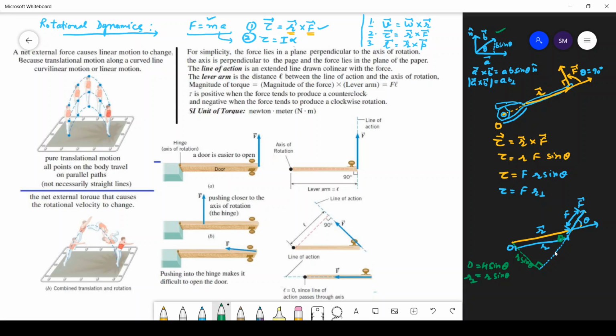So you need to extend the F in this case. Students, I hope you have understood the figure which is there in your book.